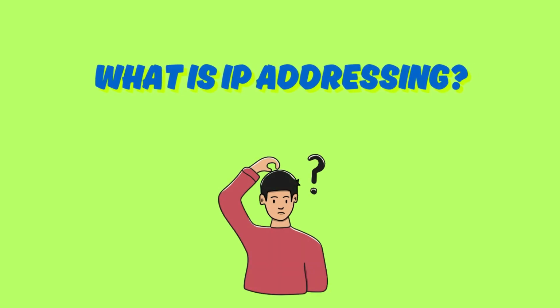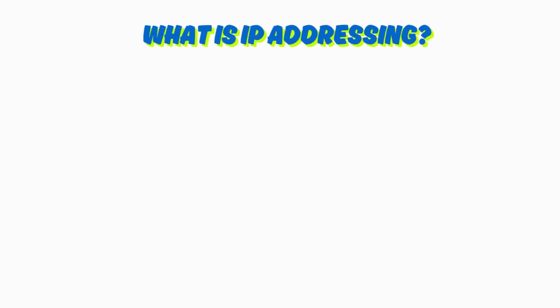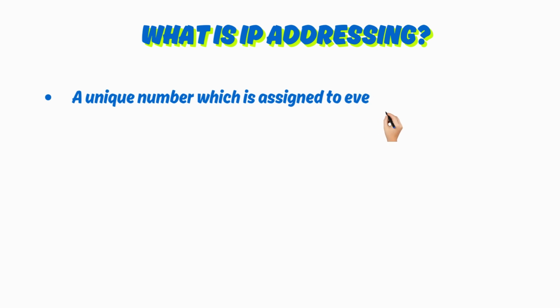First, we will understand what IP addressing is. Let's start simple. An IP address is like a digital home address for your device on a network. It is a unique number assigned to every computer, smartphone or server so data knows exactly where to go. Think of it this way: without an IP address, sending data over the internet would be like mailing a letter without writing the receiver's address. It simply wouldn't know where to go.